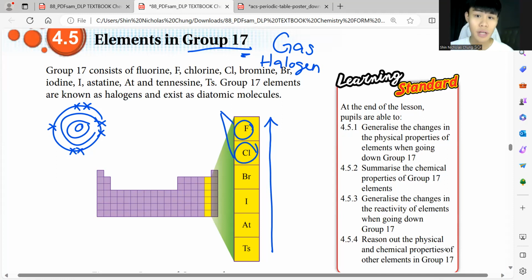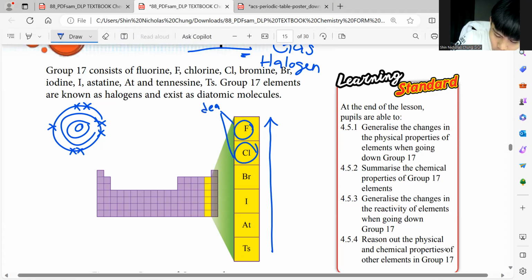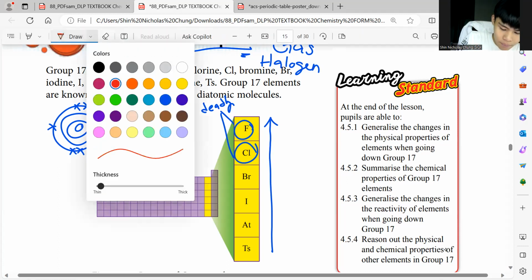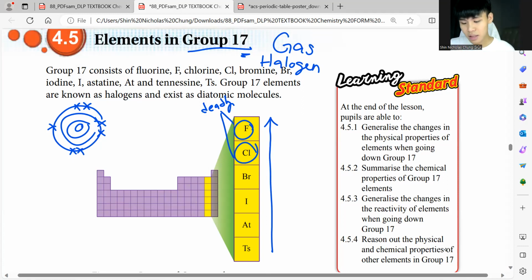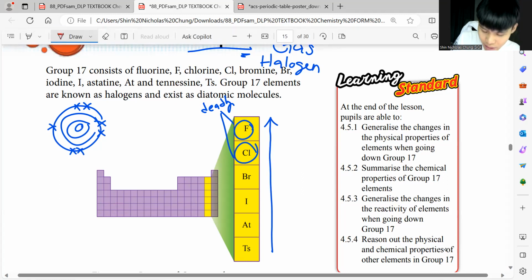Is it fluorine or chlorine? They use this gas to kill all the army. Okay. During the war. So these two gases are actually quite deadly. Okay, quite deadly. So now you know that okay, they are very reactive because they are deadly. Remember the story I told you, right? So these two are the deadliest.